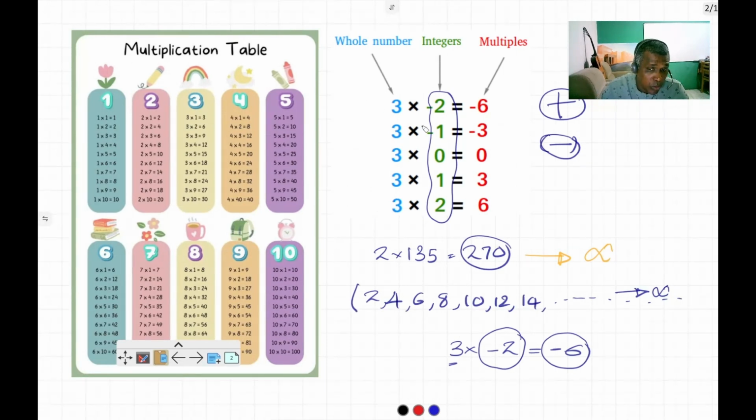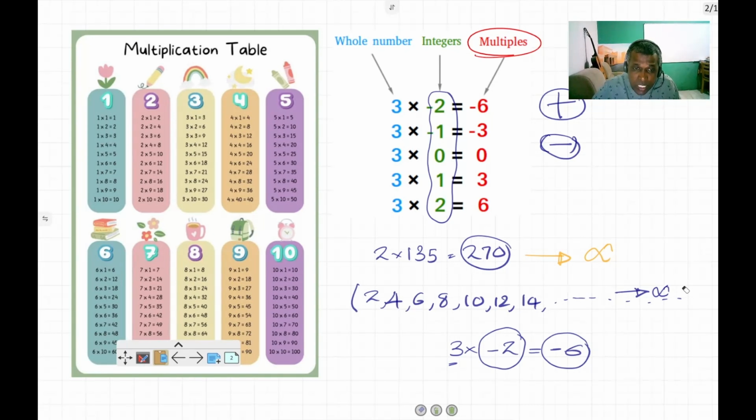Integers are positive or negative, so multiples are also positive and negative. They have infinite numbers. That means we don't have an end. We can't put an end, so it is endless. Infinite number of multiples are there.